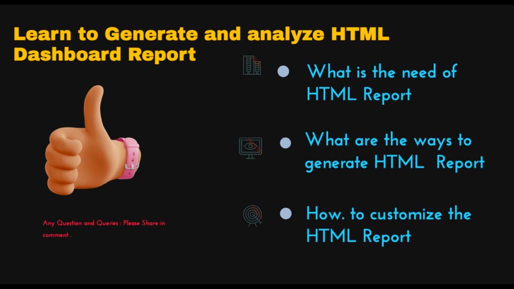The question that arises now is how to generate this HTML report after your execution. What are the ways to generate it, right? How to read this HTML report and how to identify the performance issues by reading this HTML report. Let's go and deep dive into it.